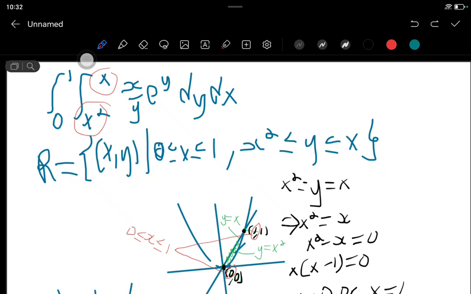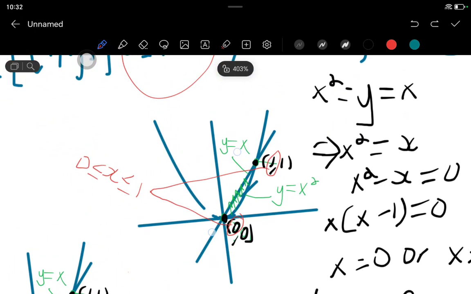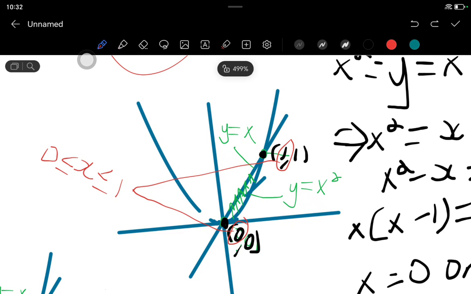So this is the type 1 region where y is the subject of the formula. So I start with 0, 1, which is for x. This last one is for x. And then I write for y from x squared to x. And this one is with respect to y. So now what I do next is, after drawing this graph, I realize that this is with respect to y.